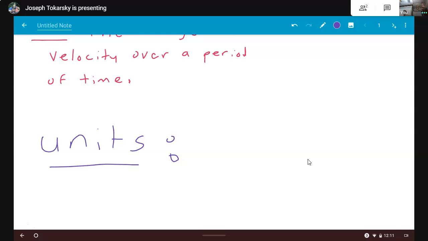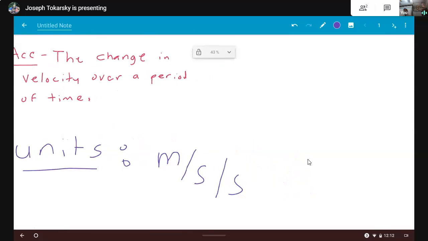Because of that, eventually for acceleration, our most common unit is going to be meters per second per second. Now, typically I'm just going to write meters per second squared, because this means the same thing. We usually condense that. Mathematically, since it's per second, I could condense that into seconds to the second power. Those two things mean the same thing.